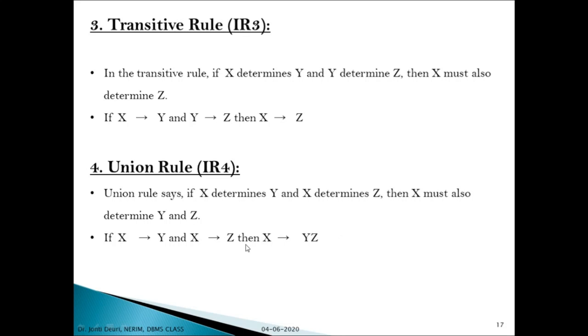That means both the rules it is combining here, like union. Union means adding together. So X determines Y and X determines Z. That means you can then write X can determine YZ.